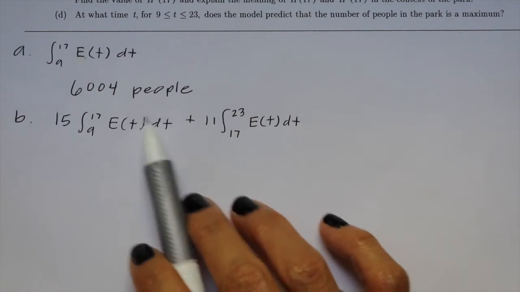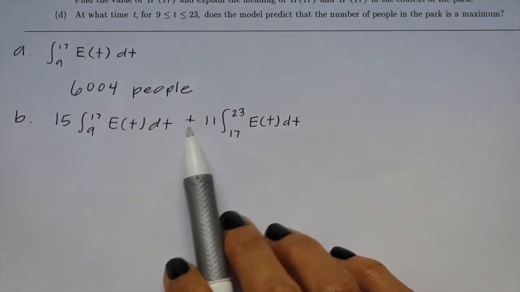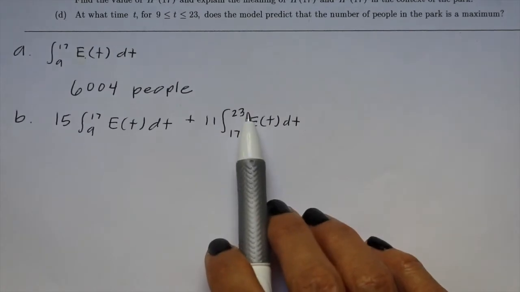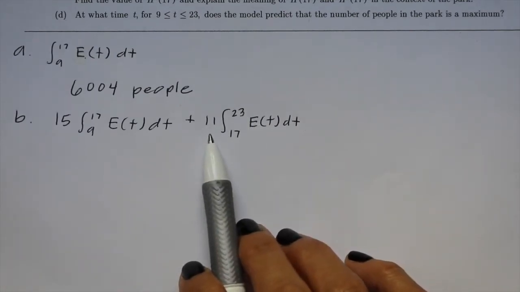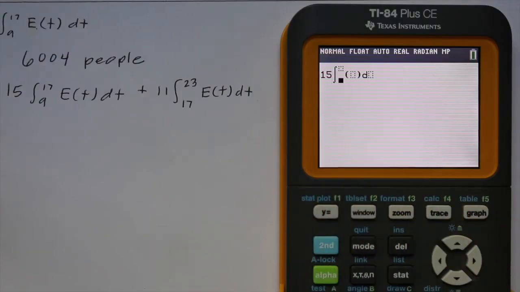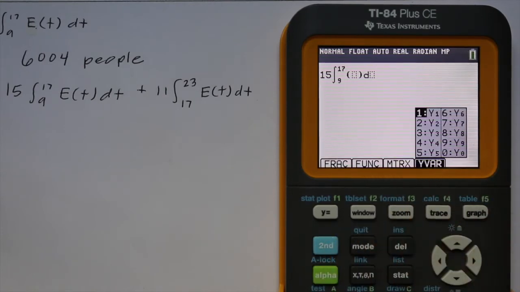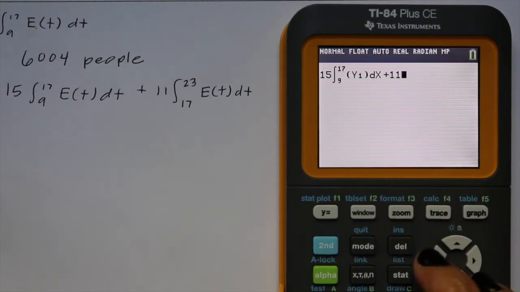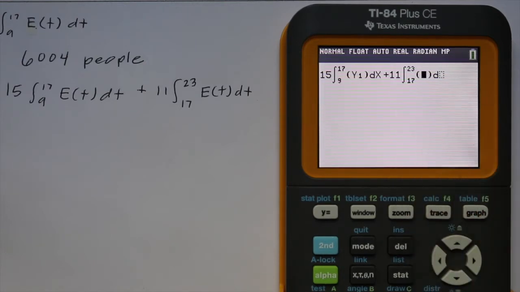So that's the number of people who are going to enter the park from 9 a.m. till 5 p.m. And then from 5 p.m. till the park closes, when t is 23, your price of admission is only $11. So here I have 15, and then I used math 9. We're going to enter 9 to 17. E of t is our y1, so we'll call up that function, alpha trace. Then we're going to add 11, and then do math 9. And we have 17 to 23, and then we're going to call up the y1 function again.